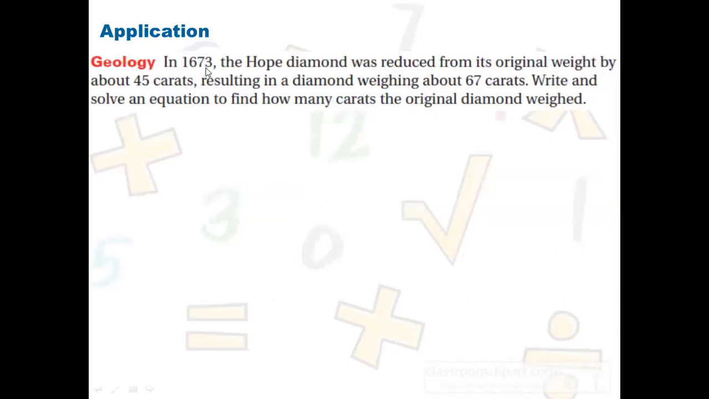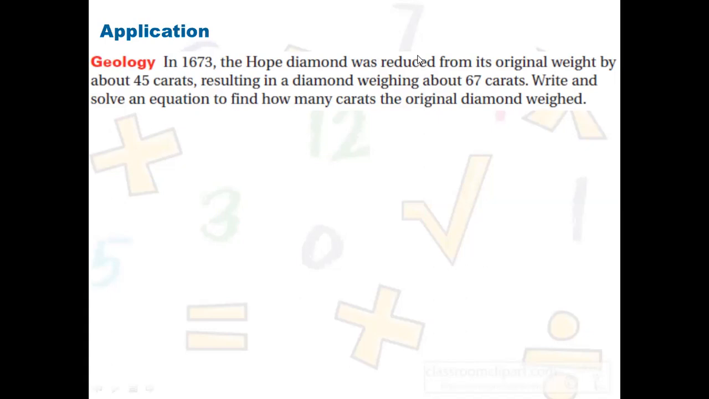In 1673, the Hope Diamond, that is the name of a diamond, was reduced from its original weight by about 45 carats. Now, you see these carats, these are not the orange carrots which we eat. These are the carats with which they weigh diamonds. Diamonds are weighed in carats, like kilograms, grams. For diamonds, you don't say grams, you say carats, resulting in a diamond weighing about 67 carats.